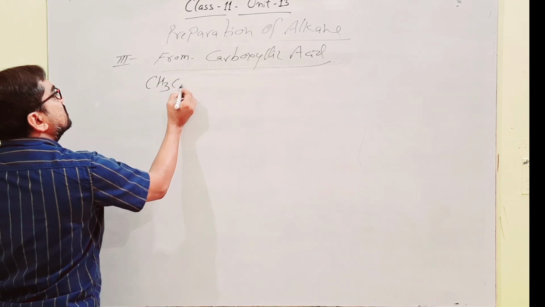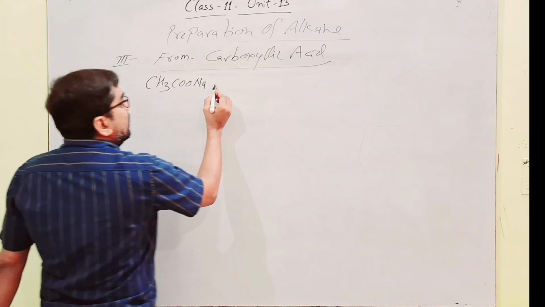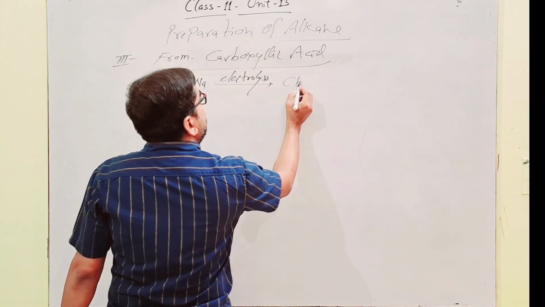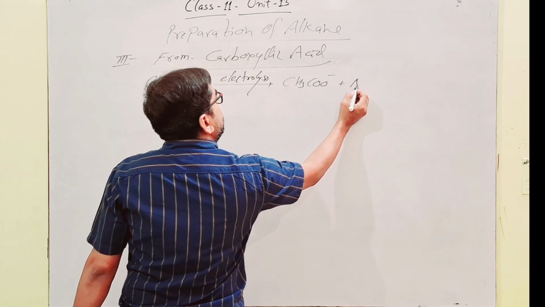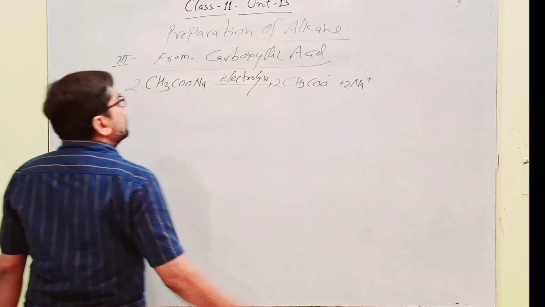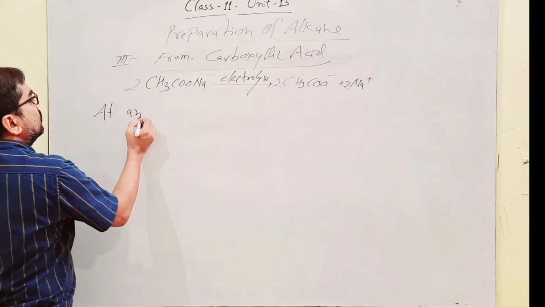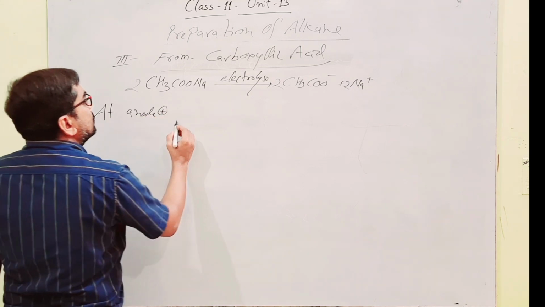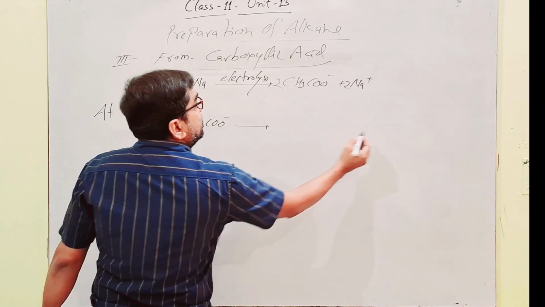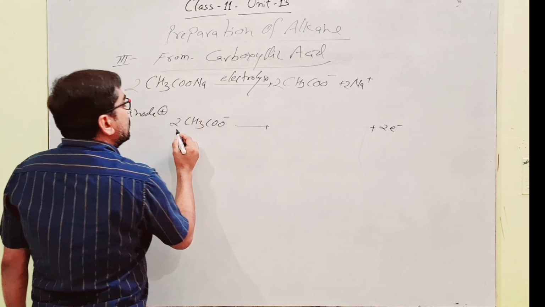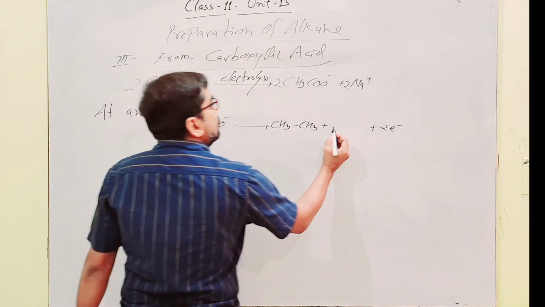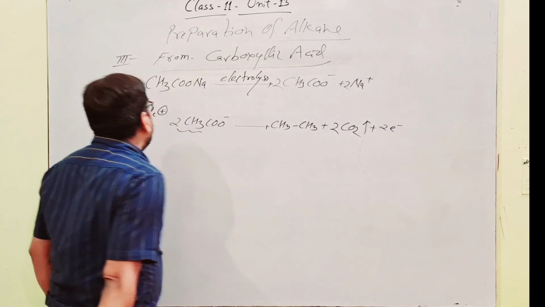Taking CH3COONa under electrolysis: CH3COO minus plus Na plus. 2CH3COONa gives 2CH3COO minus and 2Na plus. At the anode, which is positive, 2CH3COO minus, with elimination of 2 electrons, gives 2CH3, so CH3 single bond CH3 plus 2CO2, which escapes at the anode.